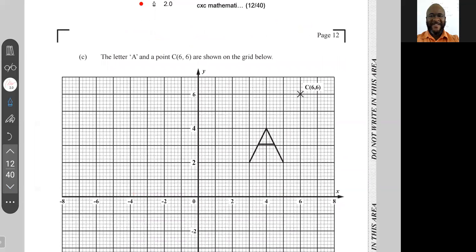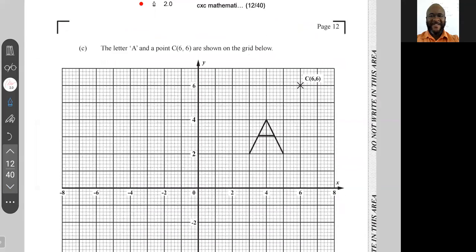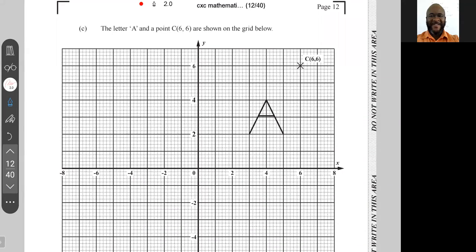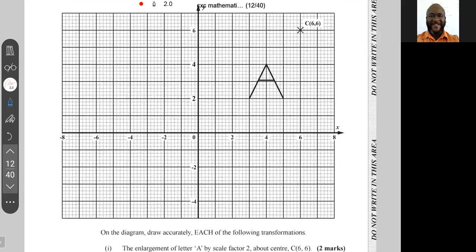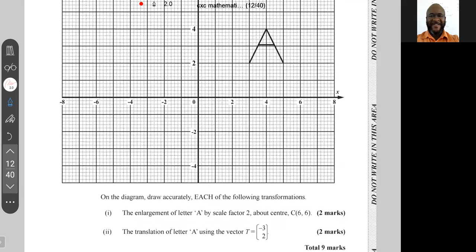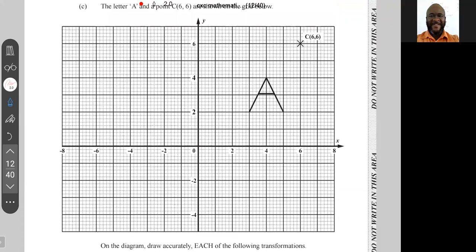All right, now that brings us to the C part of the question, which is transformation. C says the letter A and a point C, which is 6, 6, are shown in the grid below. On the diagram, draw accurately each of the following transformations. The enlargement of the letter A by scale factor 2, about 6, 6 as the center. All right, so we need the transformation.